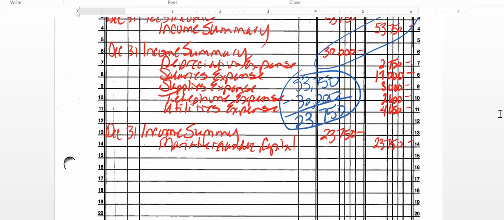Okay, we're on step 4. So on step 4, we need to close the drawing account. So the drawing account is like an expense. It always has a debit balance. So to close it, we're going to credit it, and we're going to take that money out of the capital account. So we'll start with Maria Hernandez Capital.